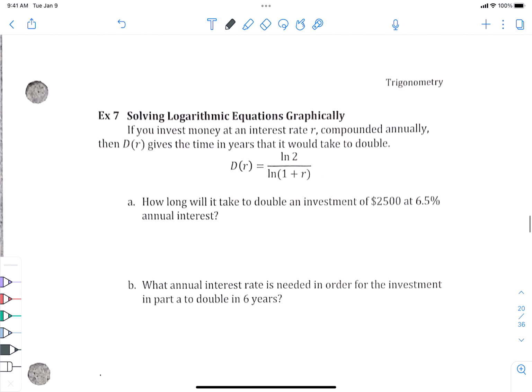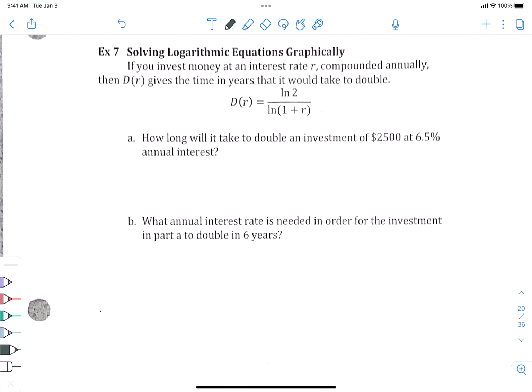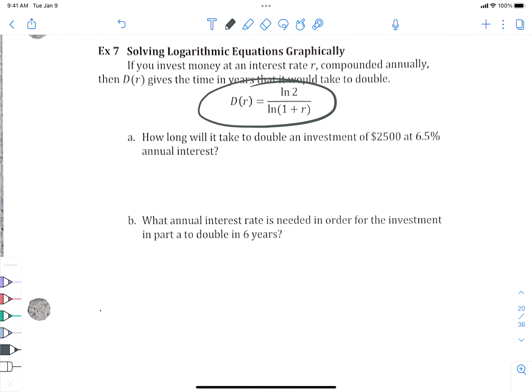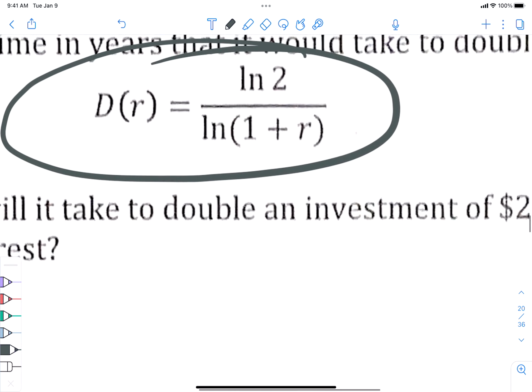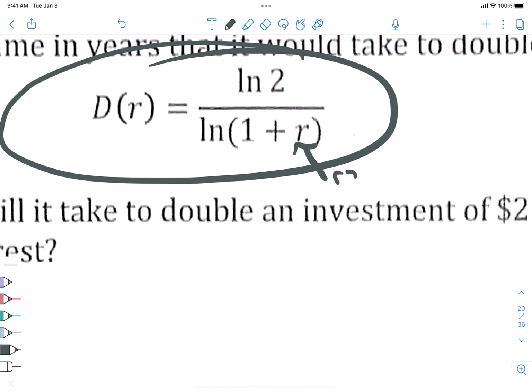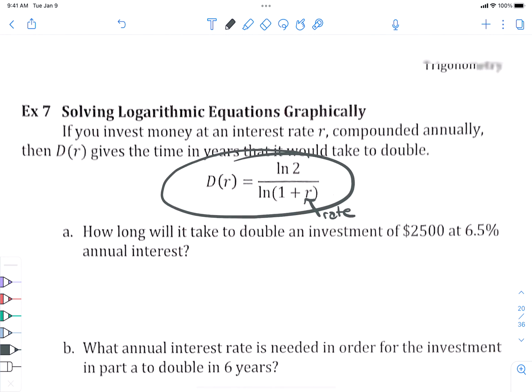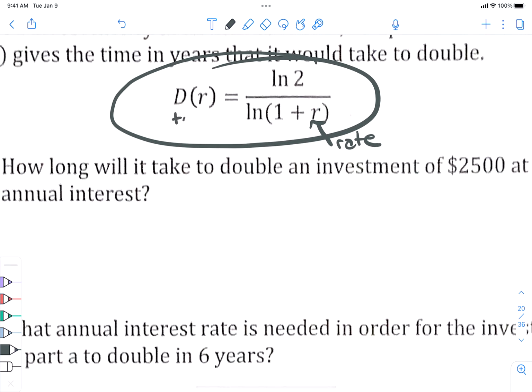This is the last one. We're going to actually solve something. Do you remember before when we would have story problems in section 5.3 where we would have to get on your calculator and use the table to guesstimate what year it occurred? We're going to find out exactly what year it is now. If you invest money at an interest rate R compounded annually, it takes time to double. R is the interest rate, and D is the time in years that it would take to double.